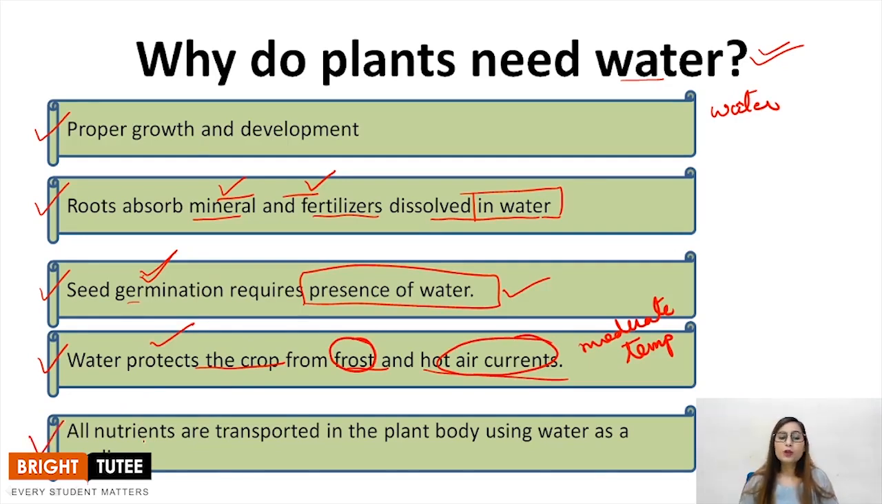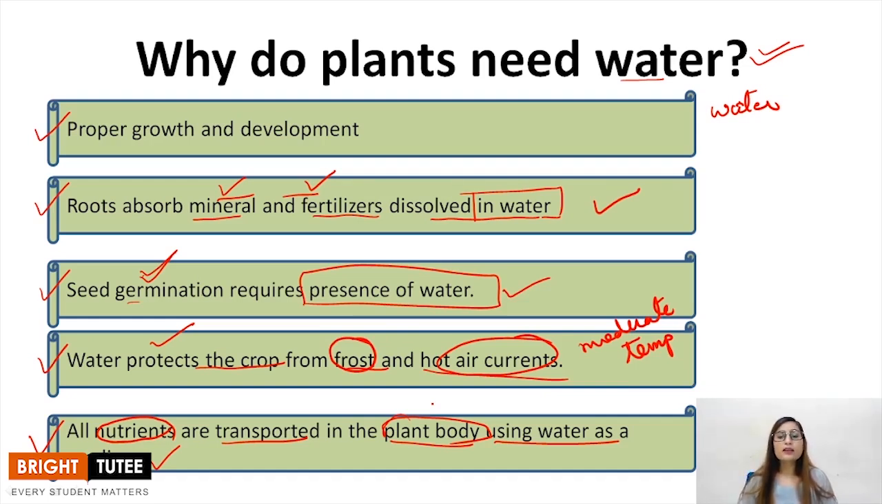Last, all nutrients are transported in the plant body using water as a medium. As we have already talked about in the second point, water is important for the plant to absorb minerals and fertilizers dissolved in water. Similarly, all the nutrients are transported in the plant body from roots to stem to different leaves. They are transported using water as a medium, right?